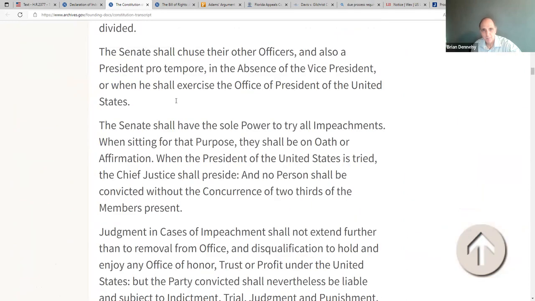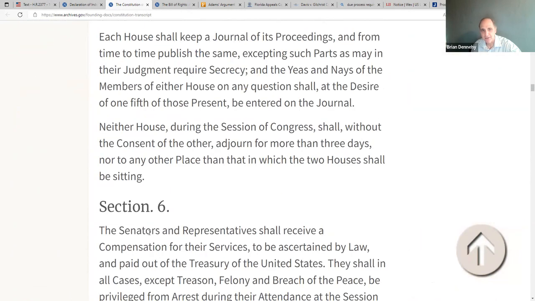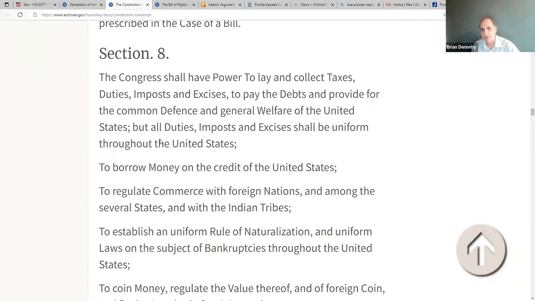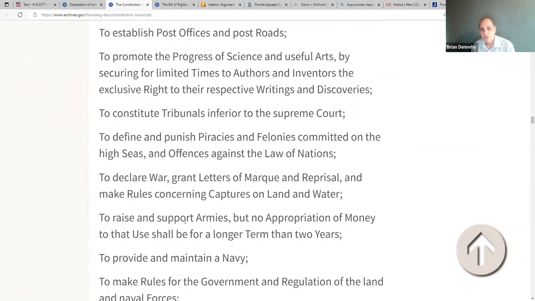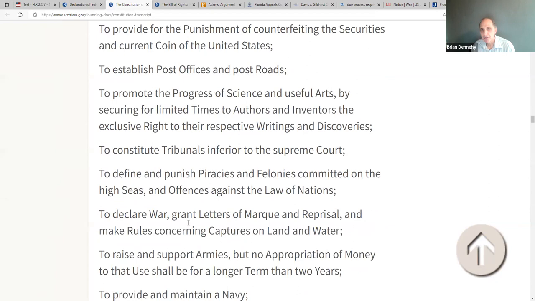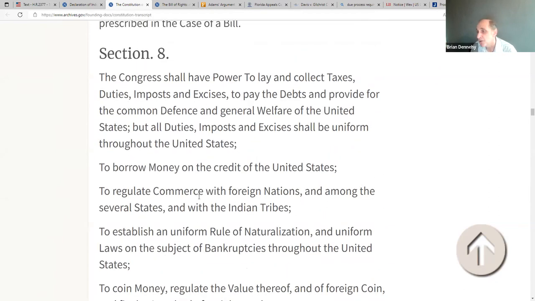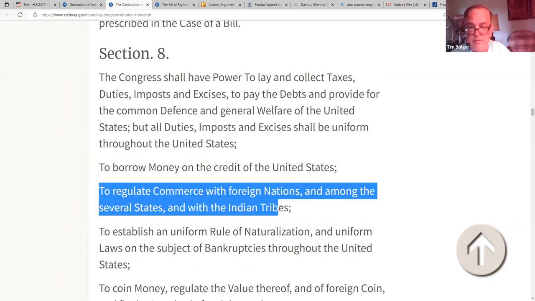So this is Article One. Section Eight is the powers of Congress. Lay taxes, borrow money, regulate commerce, establish, you know, all this stuff, right? So when Congress passes laws, which one of these would you think that Congress relies on the most? Almost every time, it's this one. Section Eight, clause three: to regulate commerce with foreign nations, and among the several states, and with the Indian tribes. Almost everything that Congress does is based on this clause. And that's because almost any human activity can be related and tied to commerce in some way.